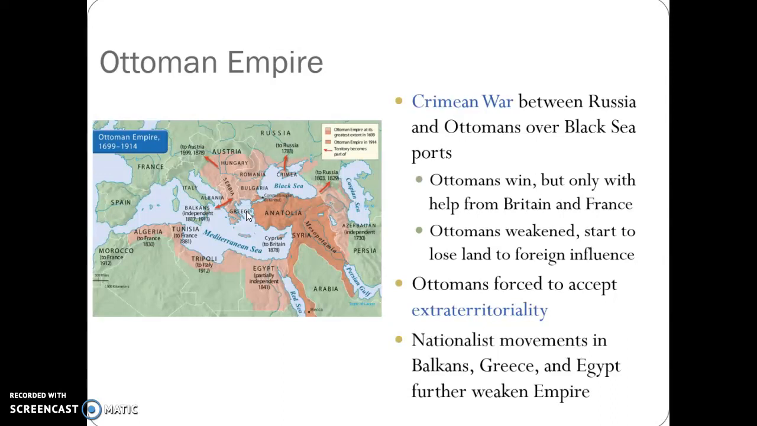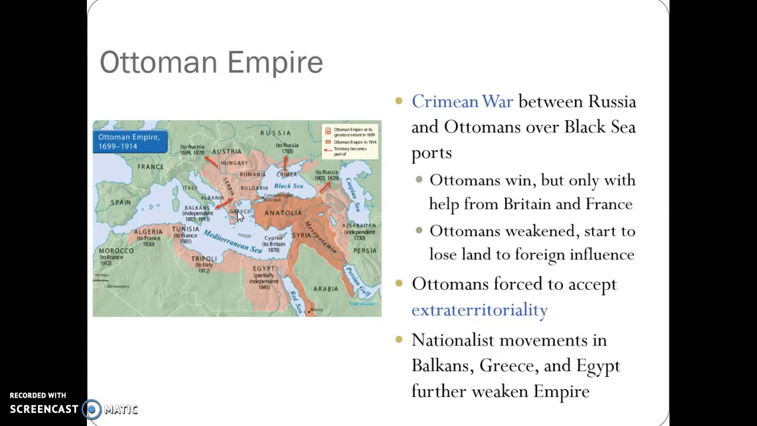And so, as foreigners, British, French, for example, and to some extent the Russians, started to get into the Ottoman Empire, the Ottomans were forced to accept extraterritoriality, which means that they have to allow the British and the French folks who, let's say they do something wrong in the Ottoman Empire, they get turned over to Britain and France for justice. They don't get tried by the Ottoman courts.